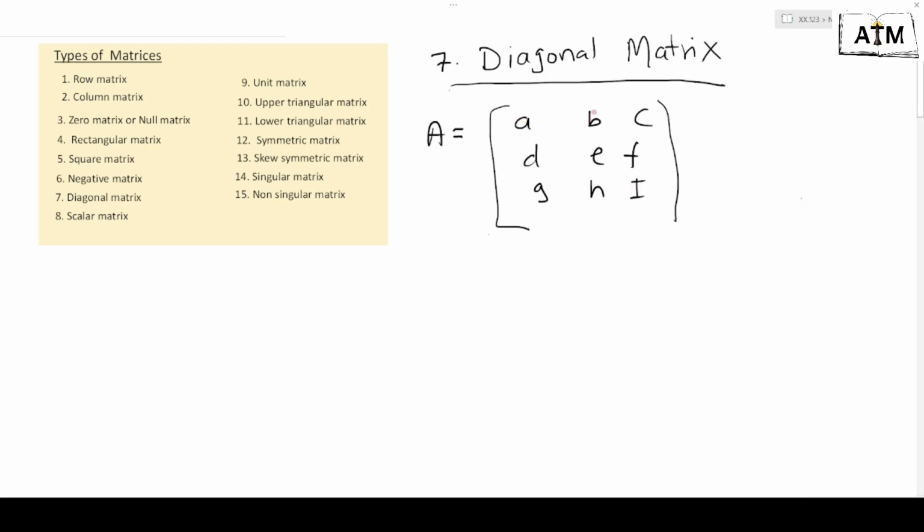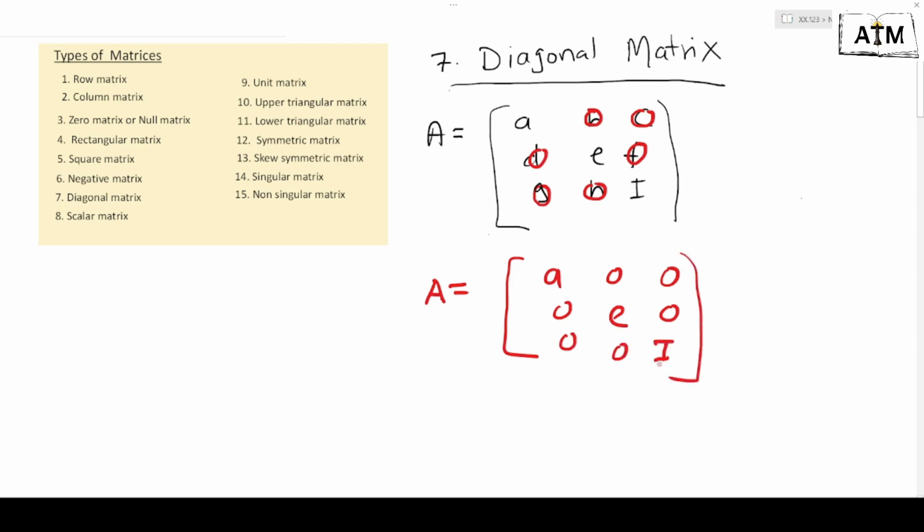If we make this B 0, C 0, D 0, H 0 and G 0, then what do you get here? A equals to A 0 0, 0 E 0, 0 0 I. What do you observe? The elements along the diagonal are not 0, but the remaining elements are 0 in the matrix A. That means the elements along the diagonal are not 0, the rest of the elements are 0. Only the elements along the diagonal are not equal to 0.